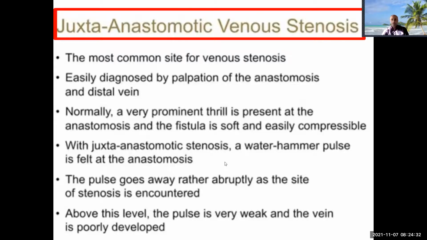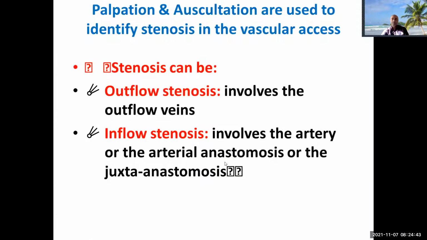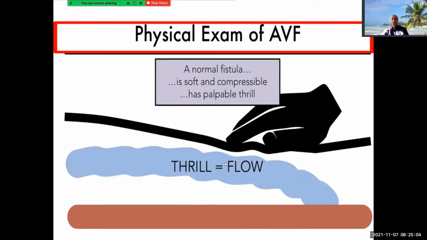The pulse goes away rather abruptly at the site where the stenosis is encountered. Above this level, the pulse is very weak and the vein is poorly developed, because we already have stenosis. Palpation and auscultation are used to identify stenosis in vascular access. Stenosis can be outflow or inflow. Outflow stenosis involves the outflow phase, while inflow stenosis involves the artery, the arterial anastomosis or the juxta-anastomosis.